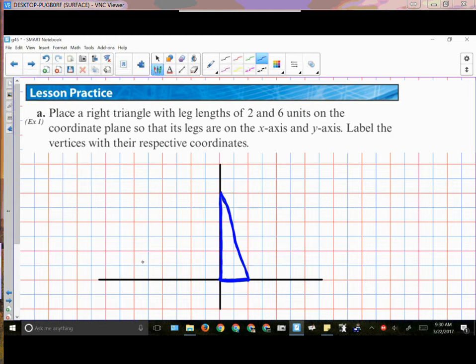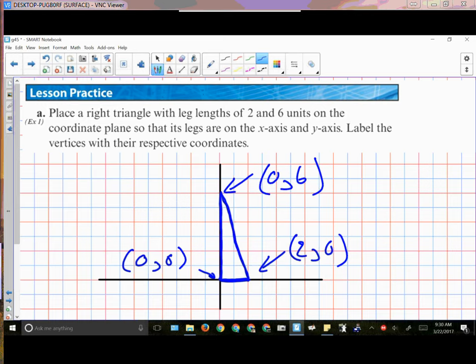Now, label the vertices. Well, obviously, this is 0, 0 down here, correct? This one here would end up being 2, 0. This one up here would be 0, 6. Okay. And this is one of the nice things about being able to use it on top of a coordinate grid like this. You're able to go and identify and justify measurements a lot easier.